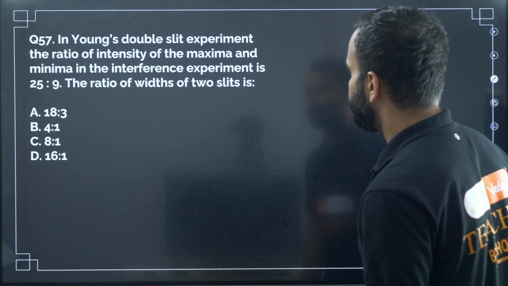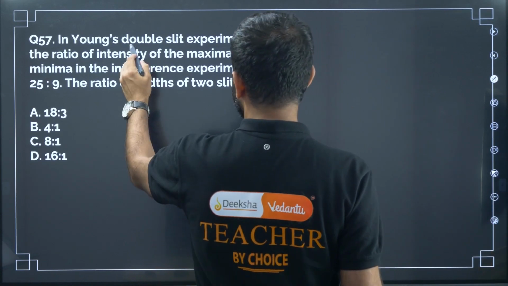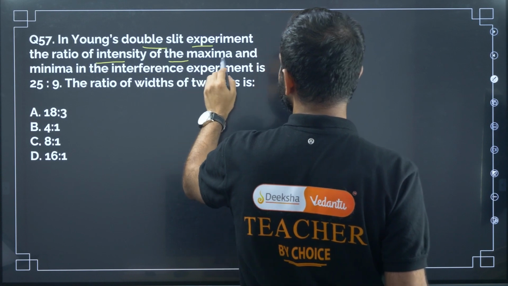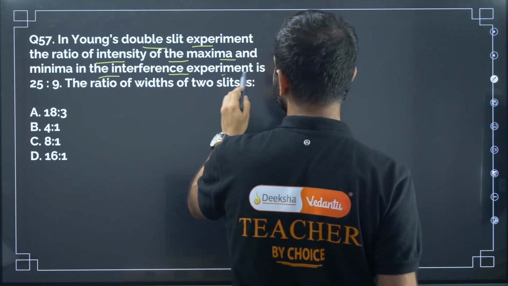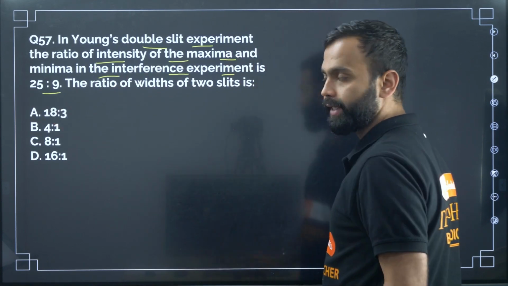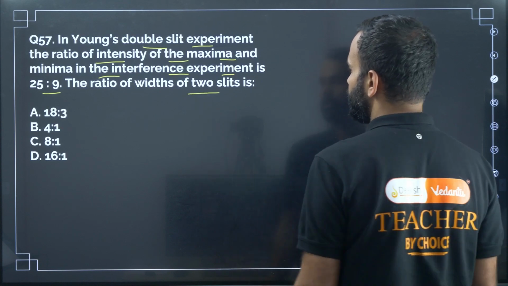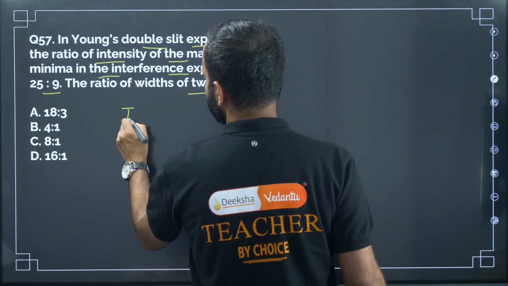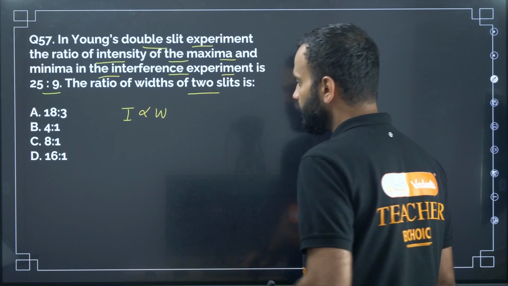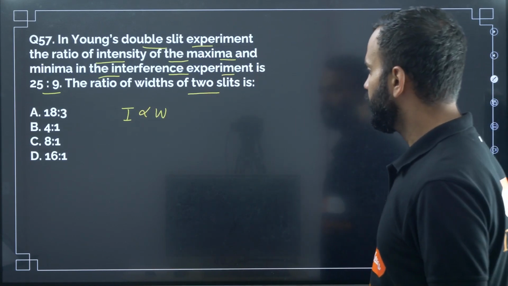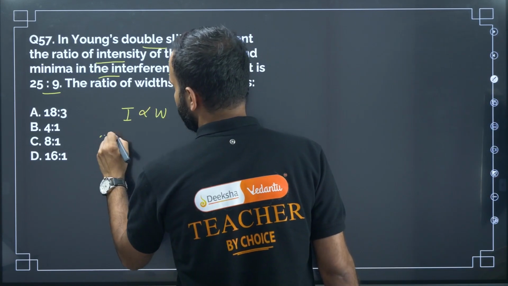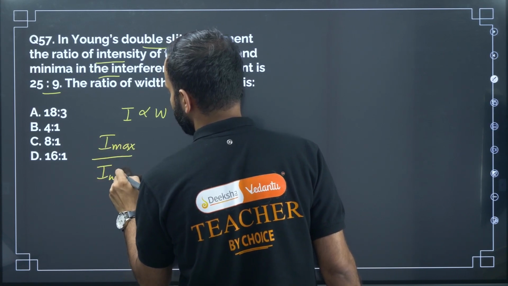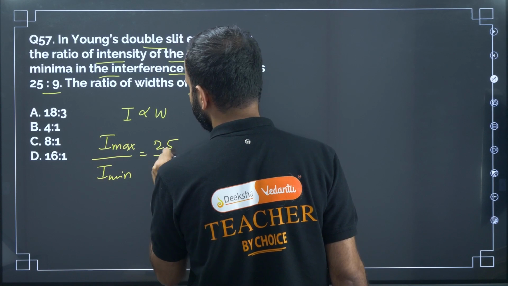Next question, question number 57. In Young's double slit experiment, the ratio of the intensity of the maxima and minima in the interference experiment is 25:9. The ratio of the widths of the two slits is... We know that the intensity of the light wave is directly proportional to the width of the slit, right? In the question, they have given I max by I minimum is equal to 25 divided by 9.